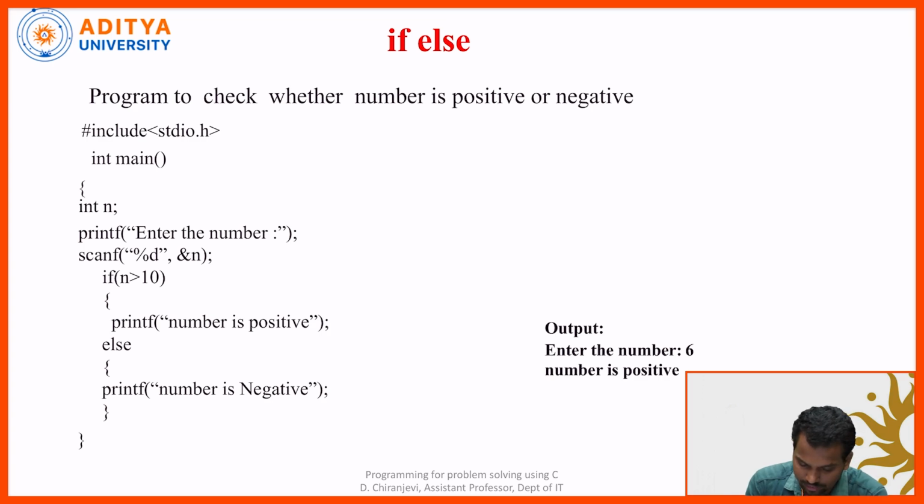Now, a program to check whether a number is positive or negative. If you look at this program, the user reads a number using scanf here, and then it checks whether n is greater than 10. Let us say the user gives input 6. So, is 6 greater than 10? This is false. If this is false, control will be transferred to the else block. In the else block, the number is negative, so the output will print number is negative.